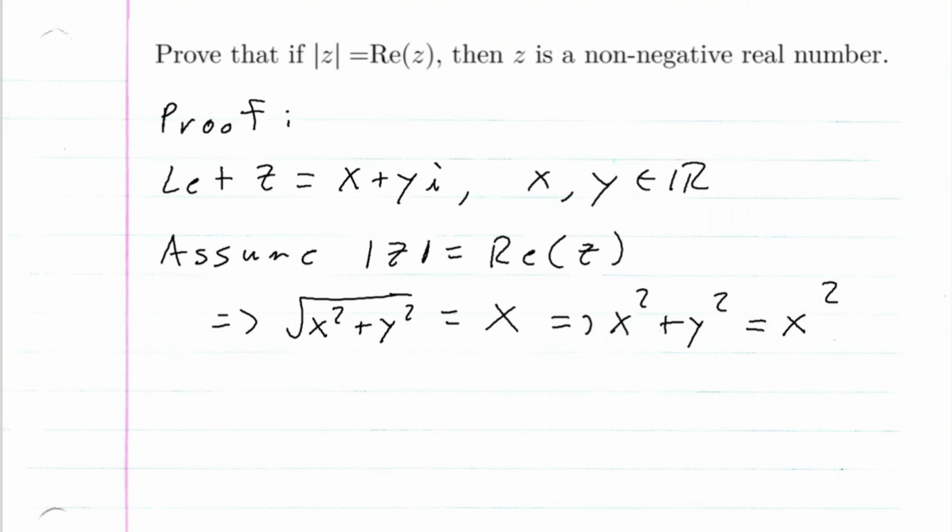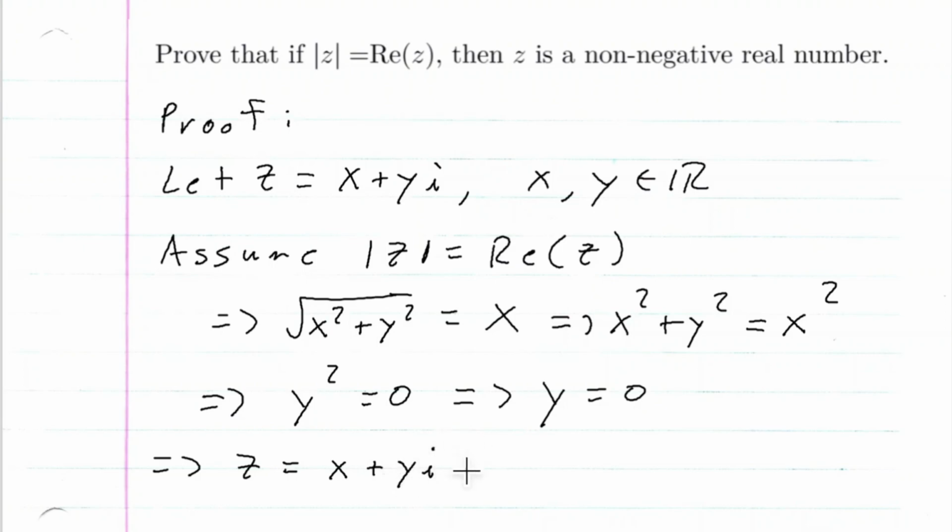We can subtract x squared from both sides to get y squared is equal to 0. And of course, if y squared is equal to 0, then y must be equal to 0. So this implies that we have z is equal to x plus yi, but we know y has to be 0, assuming that the modulus of z is equal to the real part of z, right? So this implies that z is actually equal to x, right?